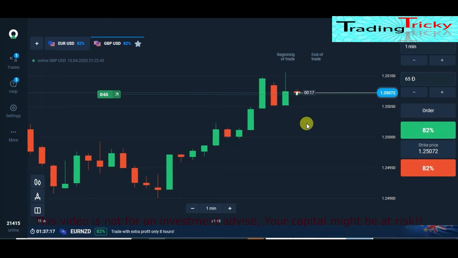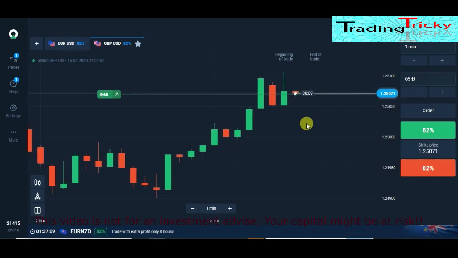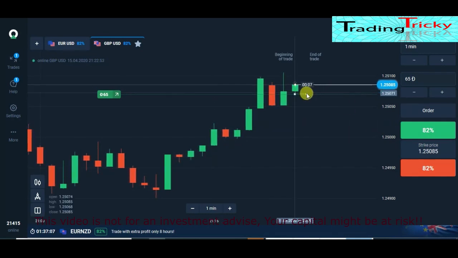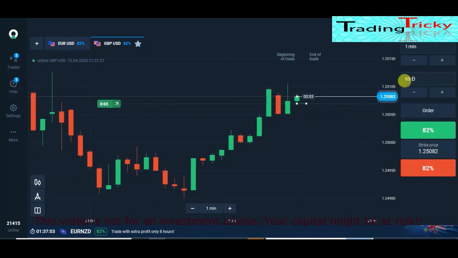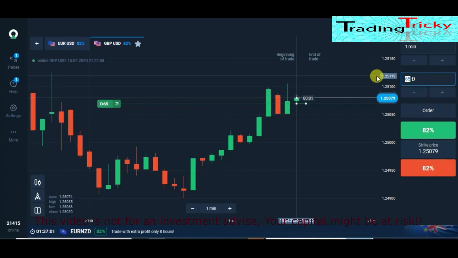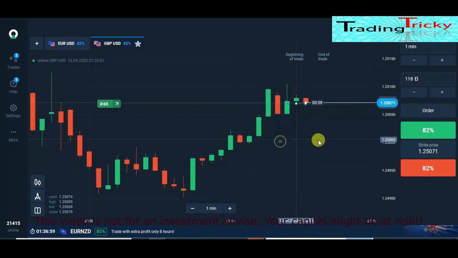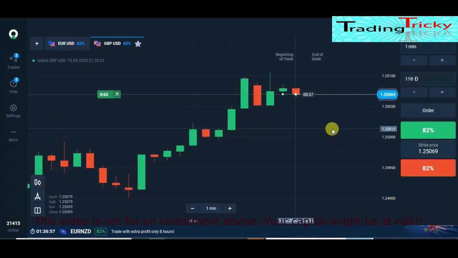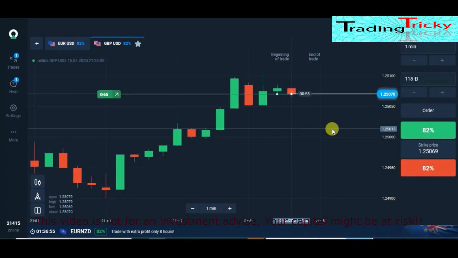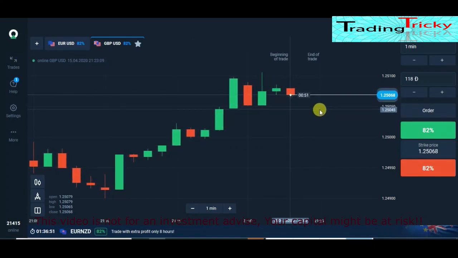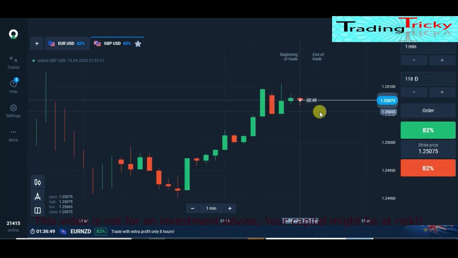So still we have a few seconds. Okay, yeah, it should be a bullish candle. If I get good confirmation, then I'll place one more trade. Okay, still. Oh, I may lose. Oh no, I lost this trade anyway.